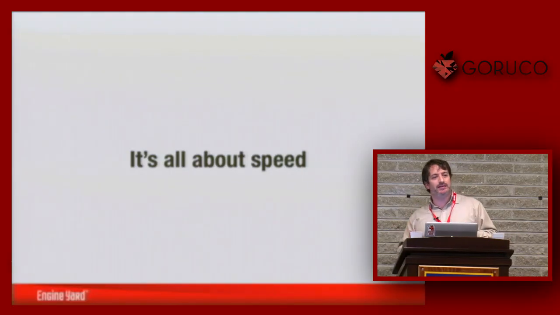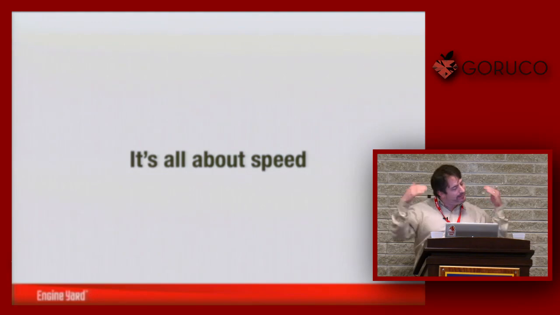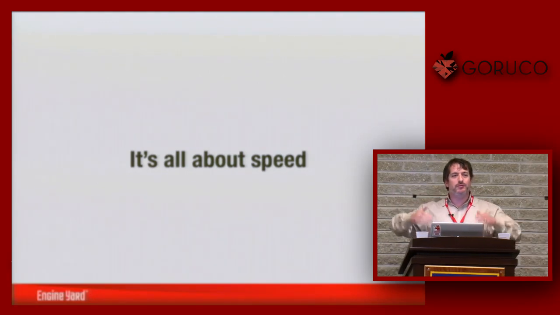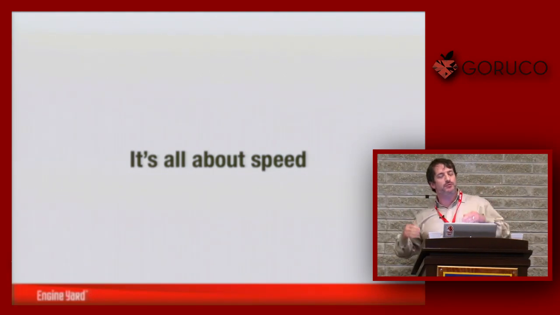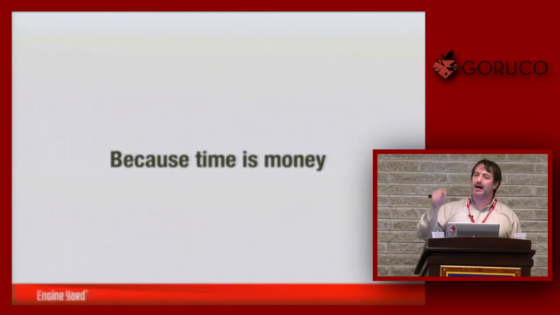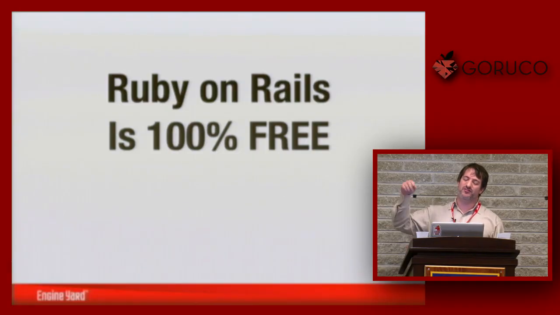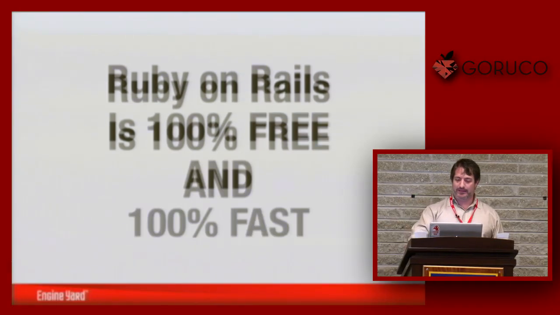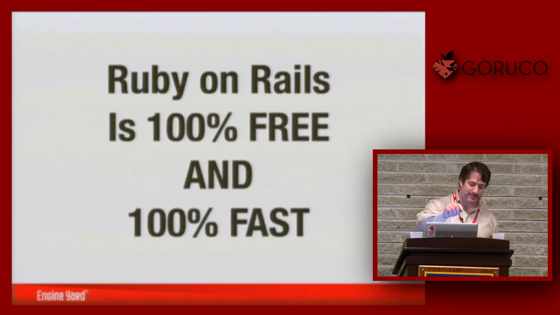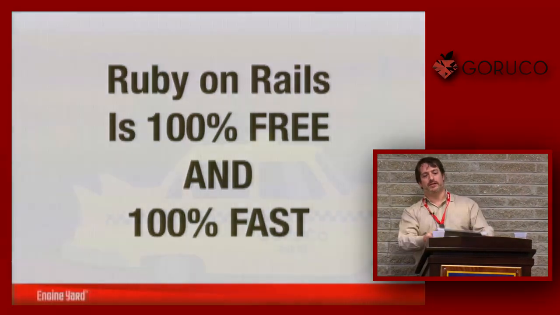I'm a big singularity guy. If you've read the book, if you haven't, you need to. The world is moving faster and faster and faster. You cannot afford to get slow. Because time is money, and it's all about the money. And Ruby on Rails is free, and it's fast. And that is all I have to say on that subject. So go Ruby, go Rails.